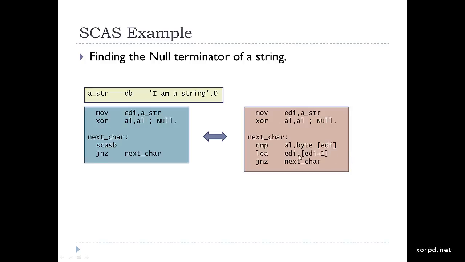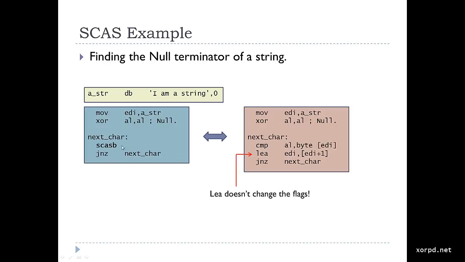You might be wondering, why use LEA when we could just use increase? This is an important question. The answer is as follows. LEA doesn't change the flags. And this is important here because we use the zero flag from the comparison. We don't want to change the flags in this instruction. So here, JNZ corresponds to the CMP instruction.